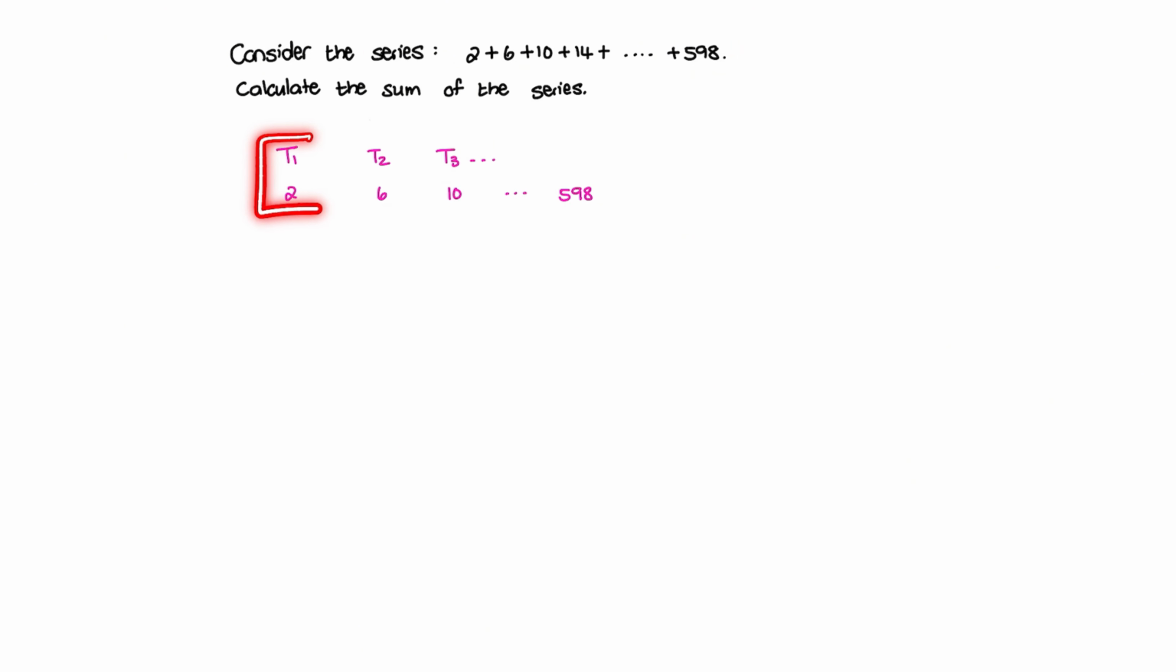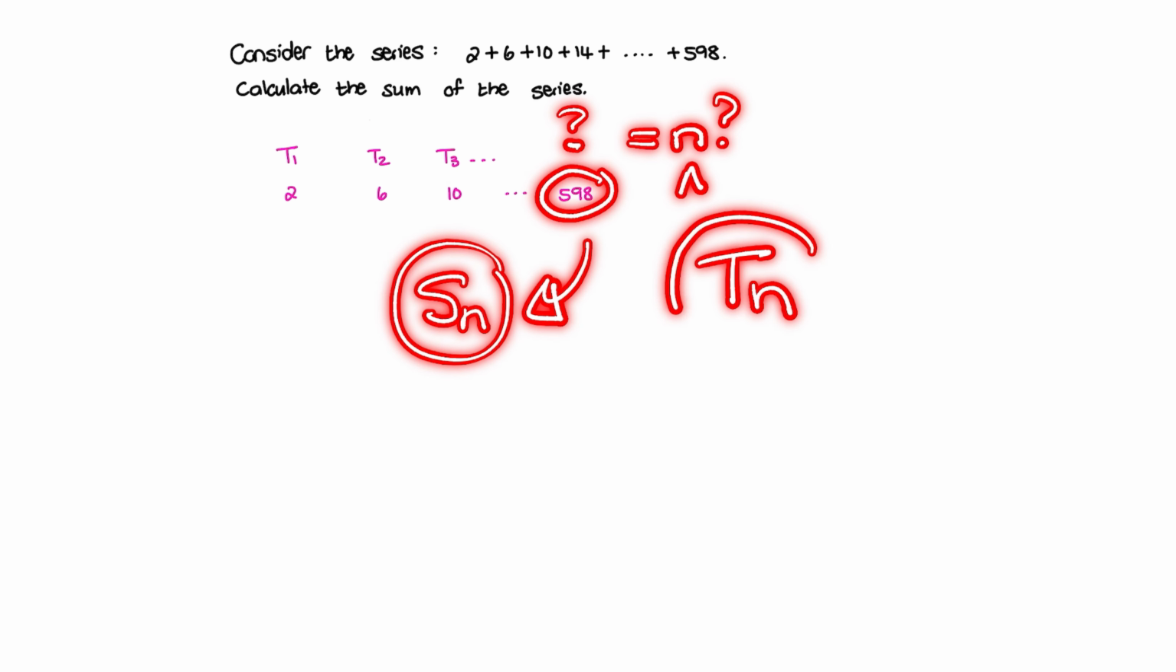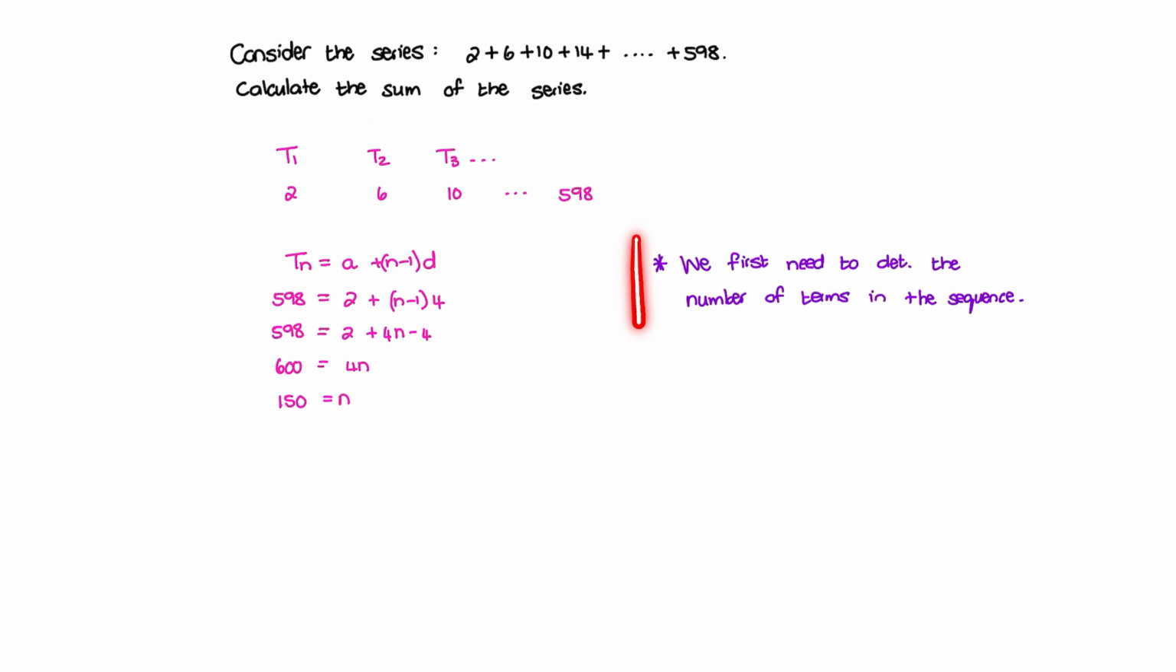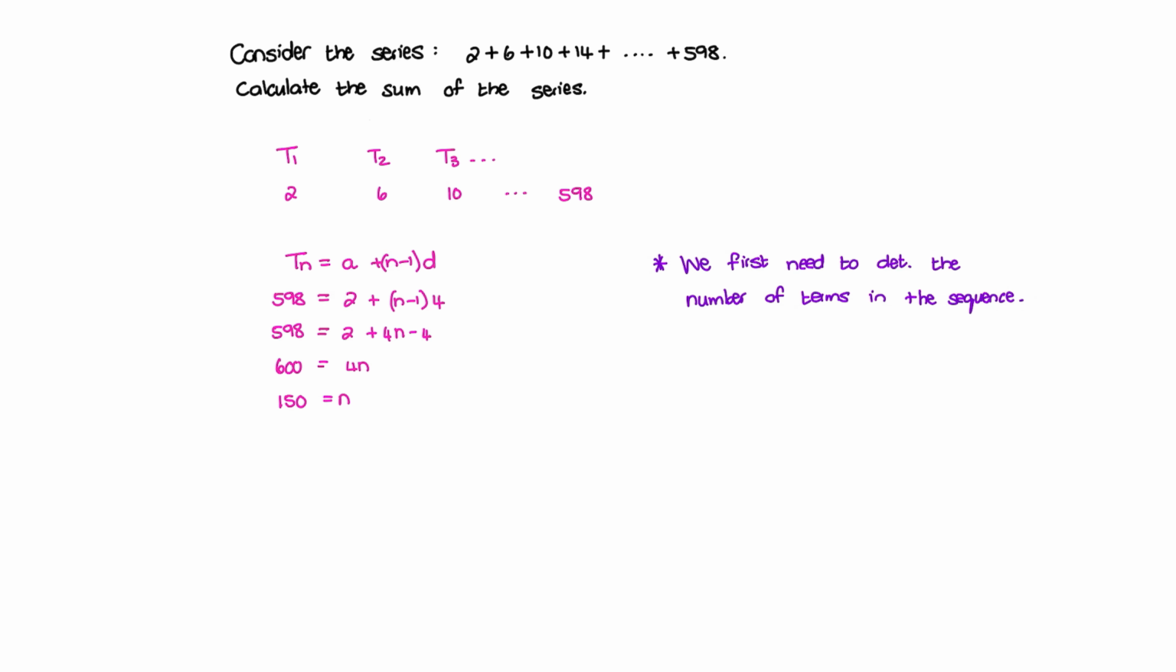So the first term is 2, the second term is 6, the third term is 10, and we don't know what the position is of the last term. And that is what we need to do first. We need to find the value of n so that we can use it in our Sn formula. Now, to find the value of n, we need to find the general term, or Tn. So, we first need to determine the number of terms in the sequence.